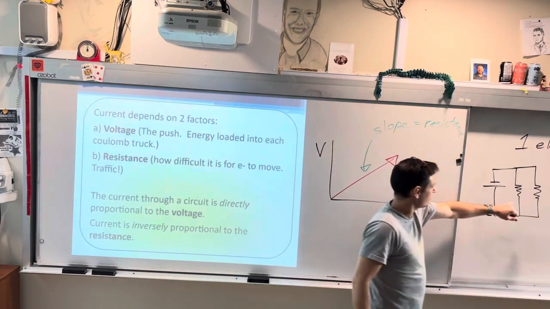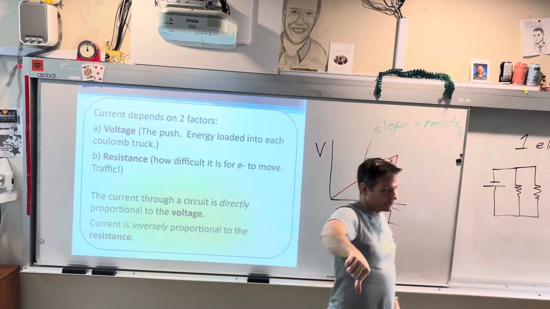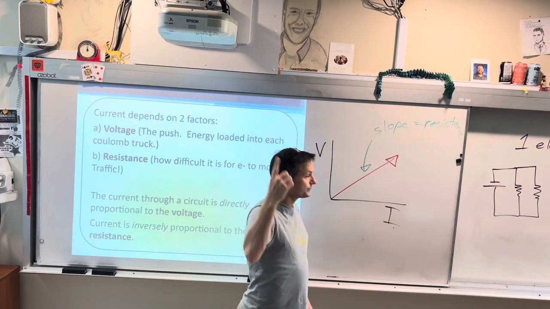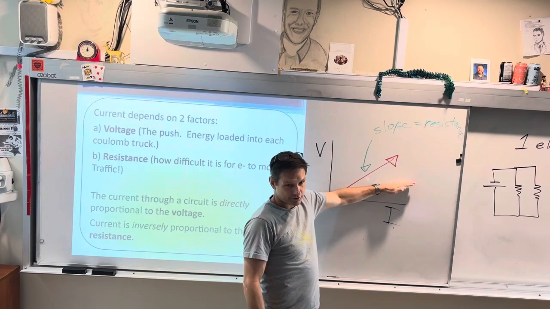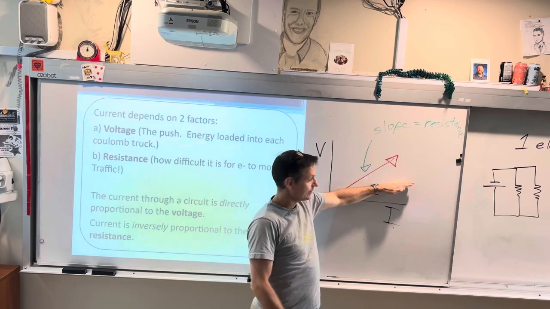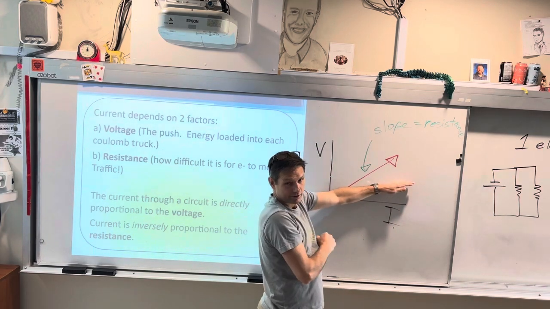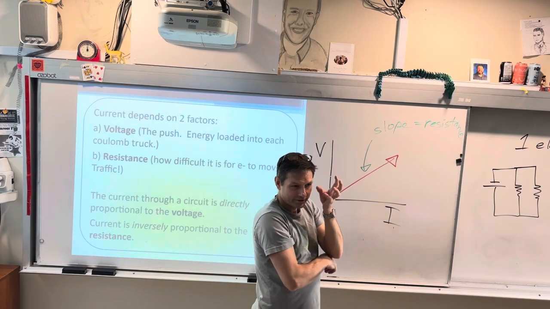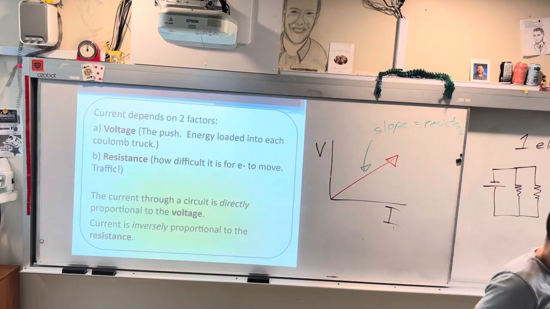So adding another branch makes resistance go down and current go up. And graphically that looks like this. Your slope is lower. And so for every volt, you get more current. So try to think about that. I'll ask that question on the quiz too.